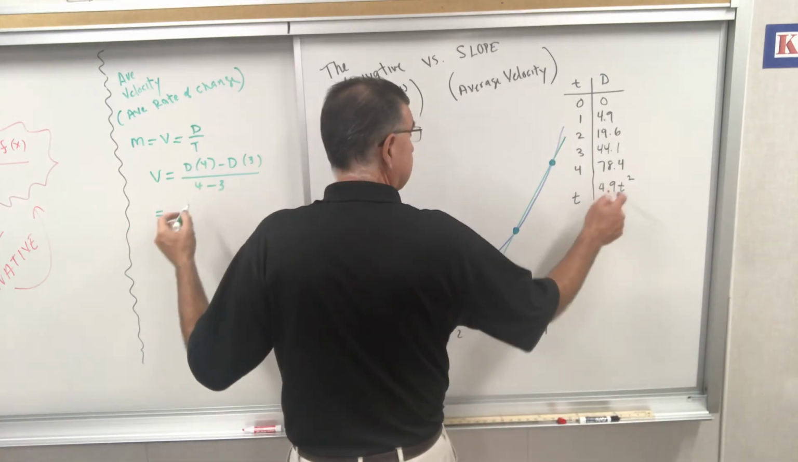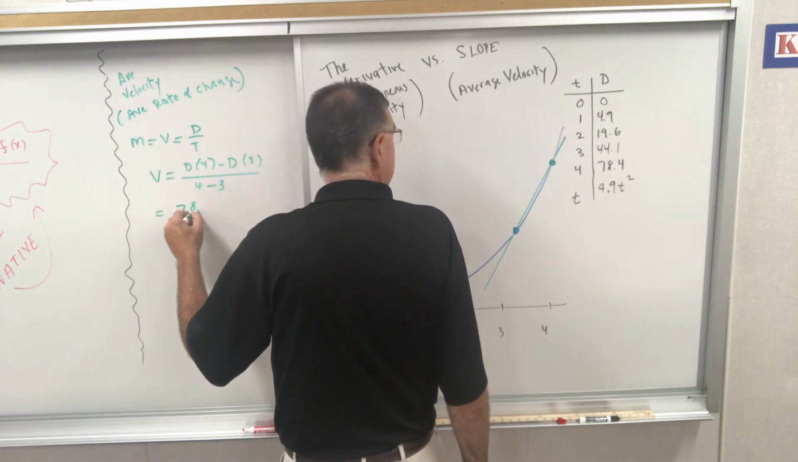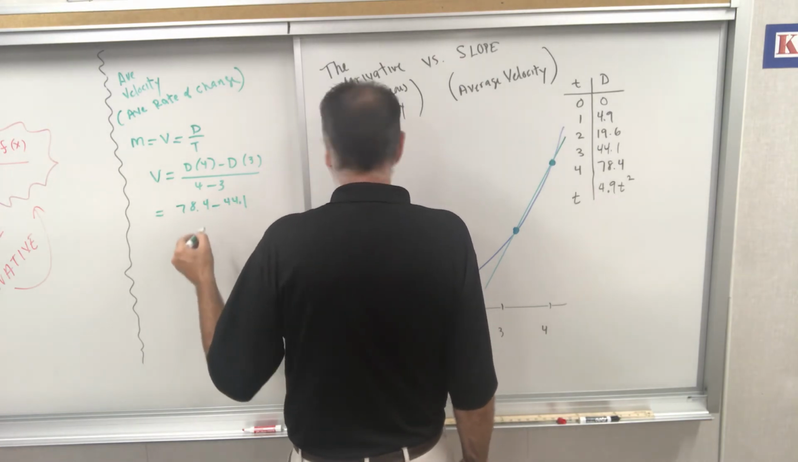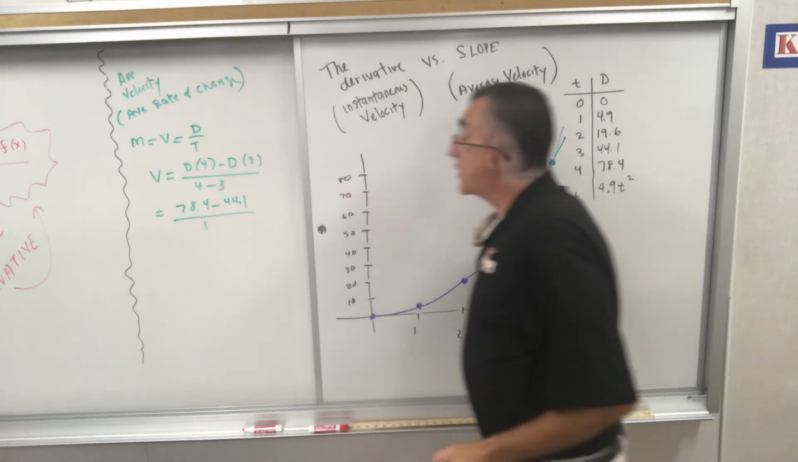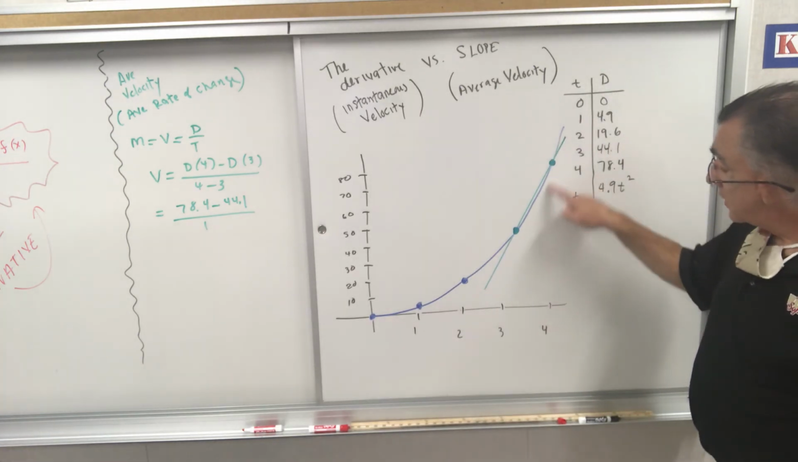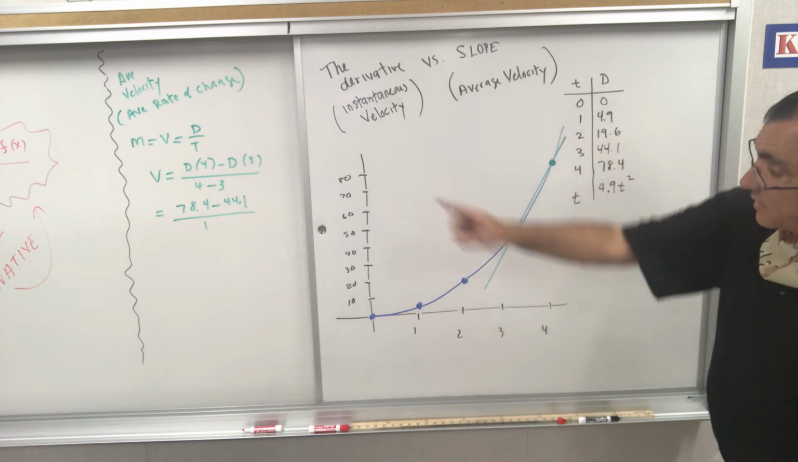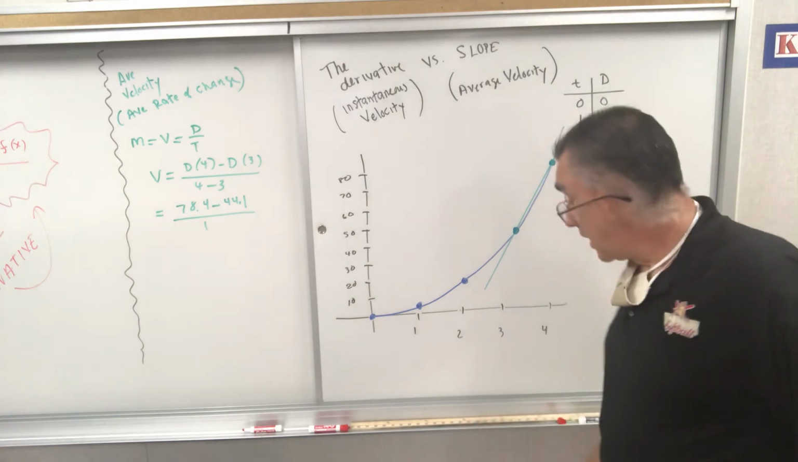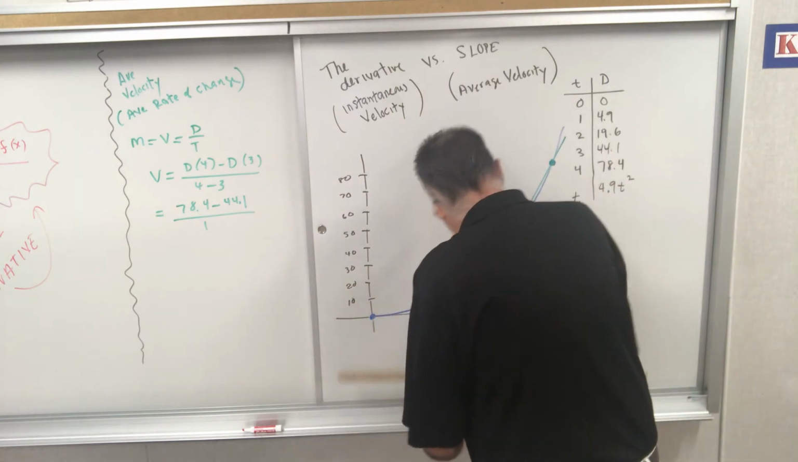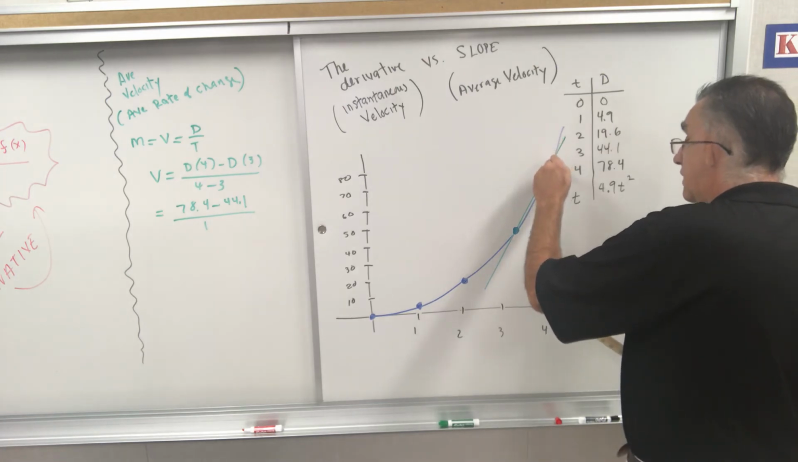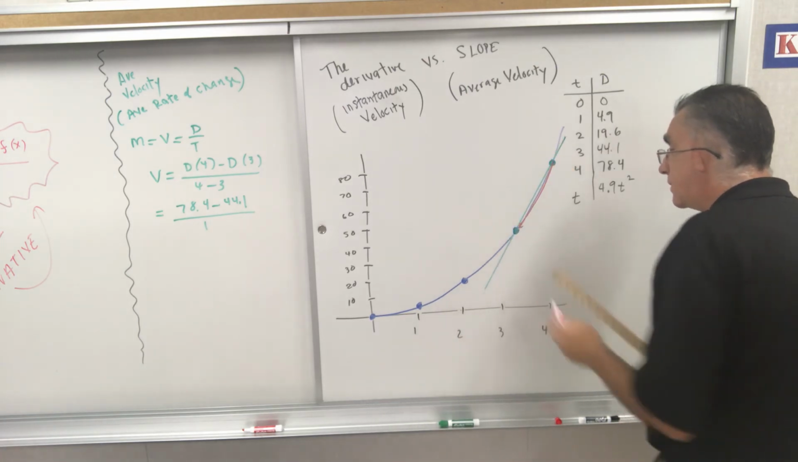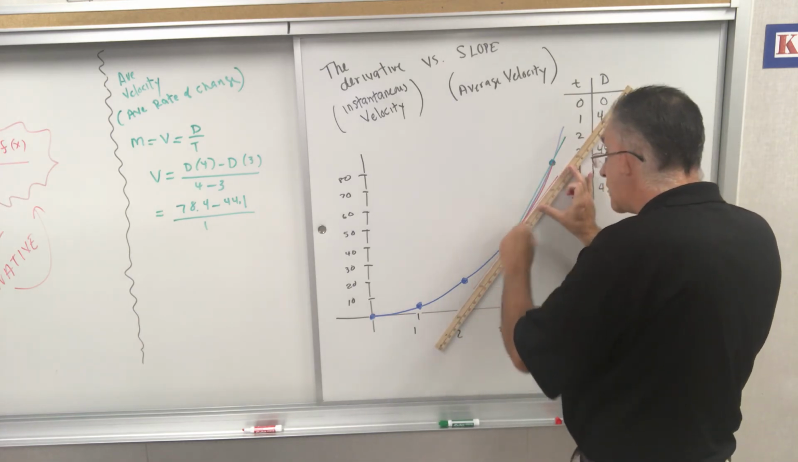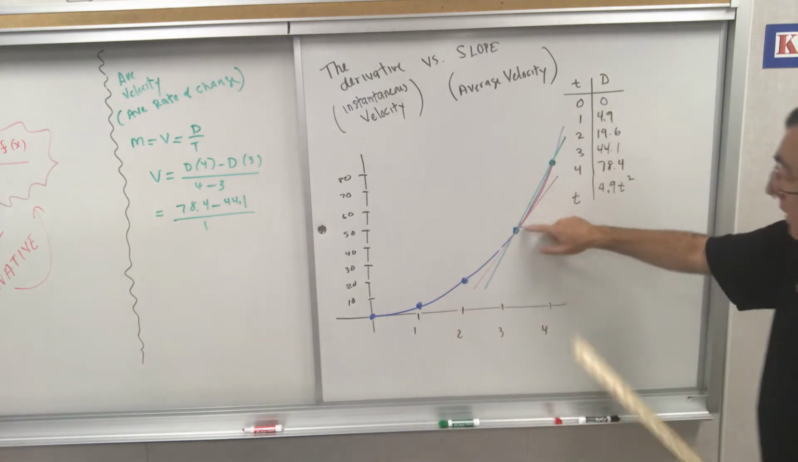So at 4 seconds, 78.4, minus 3 seconds, 44.1, all divided by 1 second. So I could figure out the average speed over that 1 second by doing that subtraction to get the average rate of change. But that's not what Newton wanted to know. Newton wants to find the actual speed the object was going, which would be the slope of the tangent line there.